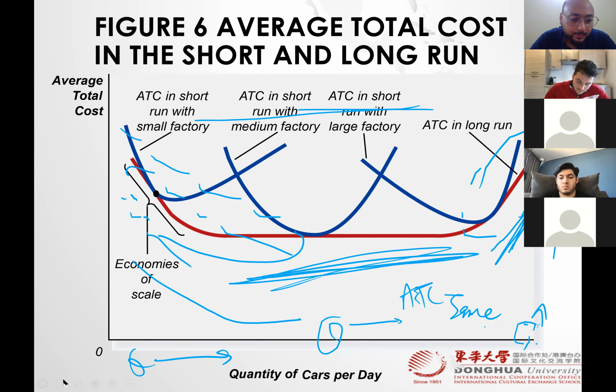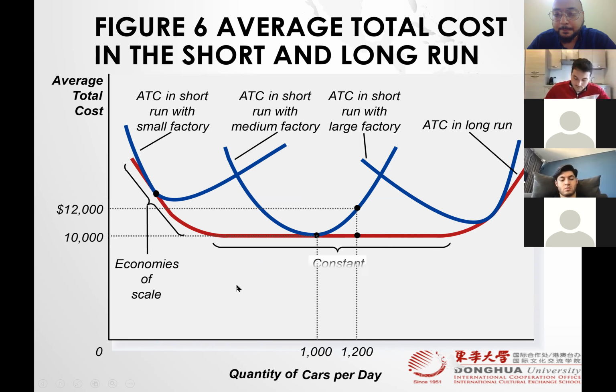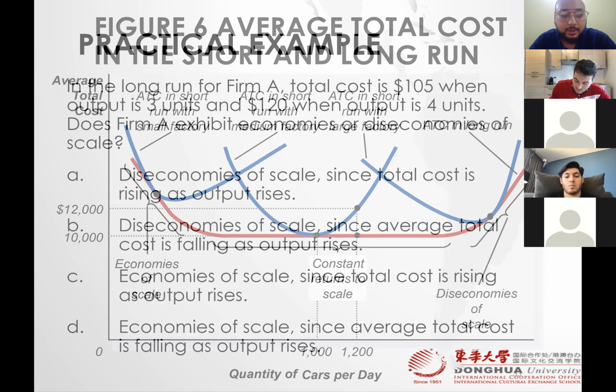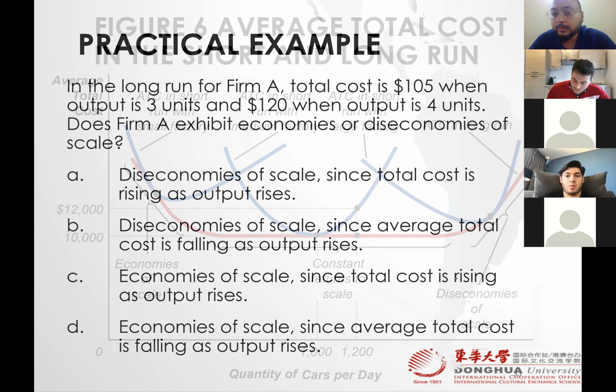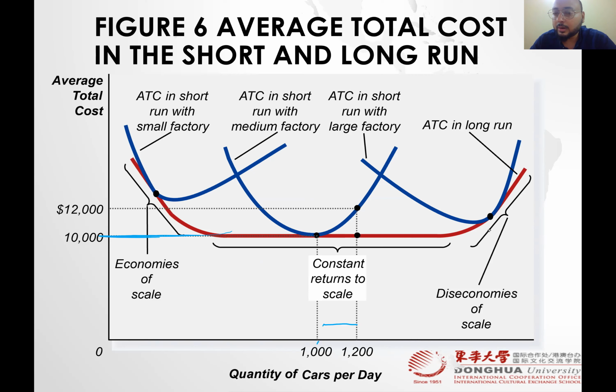Let me just clear all this mess. The area in which they produce more and their cost starts decreasing is called economies of scale. In this area, where they increase production from 1,000 to 1,200, costs remain the same at 10,000. And with diseconomies of scale, when they produce more, their costs start rising, right? So this area. Any question?